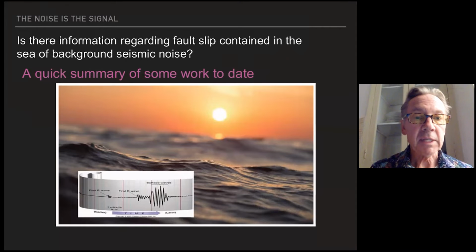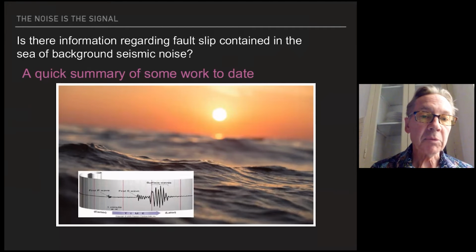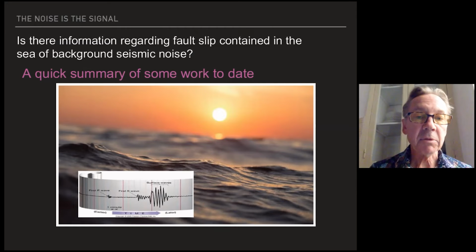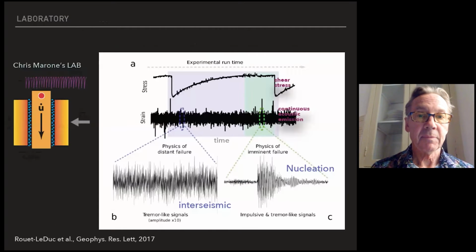So what you see on the bottom part of that slide is a classical seismogram. There's a compressional wave arrival, a shear wave arrival, and the surface waves. And the question we're posing is, what's happening before the onset of the P wave arrival, and what's happening after the surface waves have arrived? Is there information contained in the signal that we typically thought was just noise? Next slide.